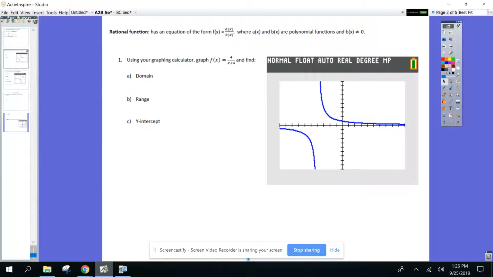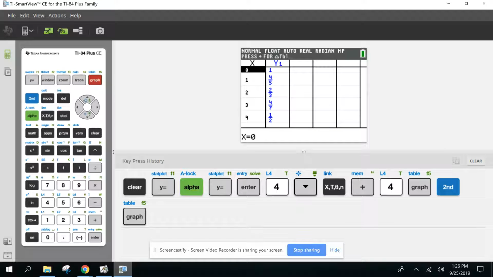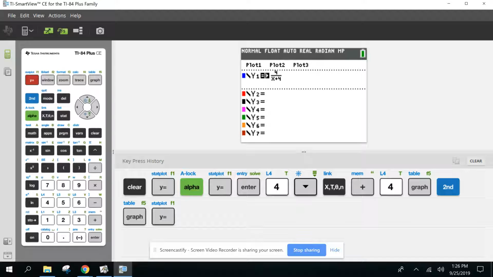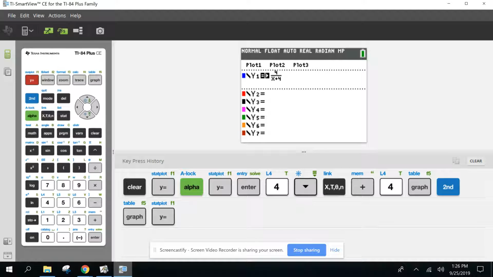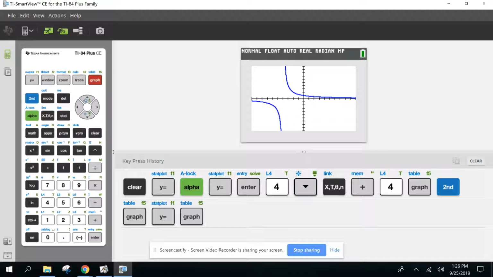So number one, I'm going to the graphing calculator. 4 over x plus 4. Make sure you and I both share the same graph right now. If you're not seeing that graph I have up on the board there, let me know. It's probably something on your settings that are a little messed up.